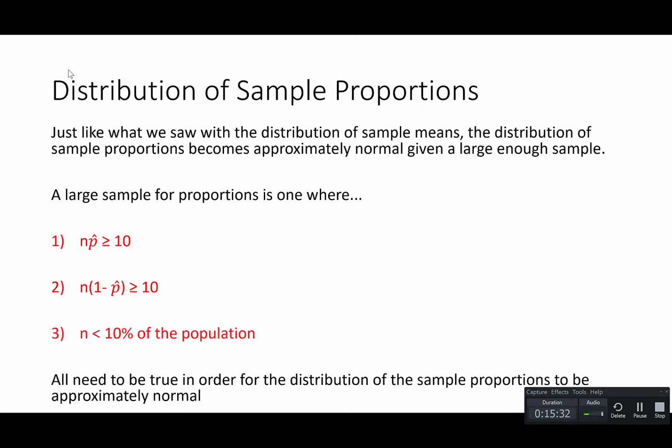The last thing that needs to be met is that your sample size actually needs to be less than 10% of the population. If your sample size was more than 10% of the population, you would actually have to use a different distribution to estimate probabilities and percentages. All three of these conditions need to be met in order for our central limit theorem to hold, in order for the distribution of sample proportions to become normal.